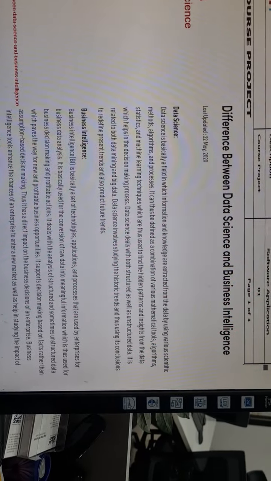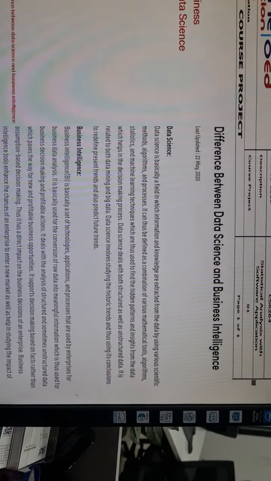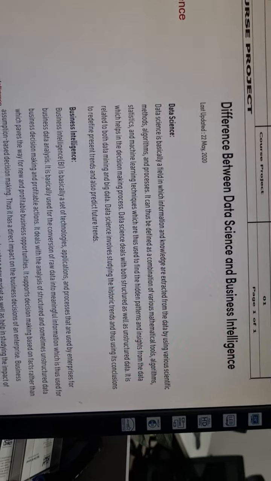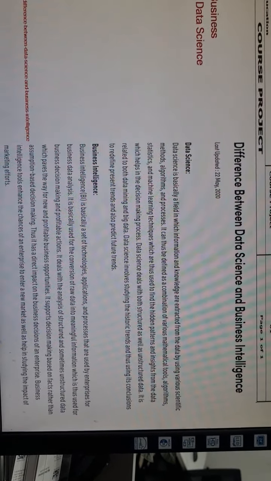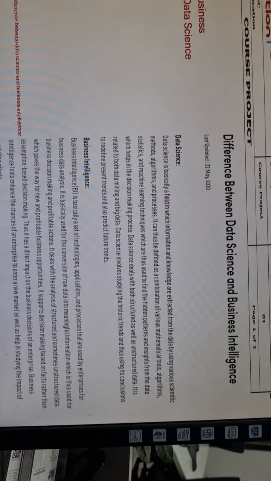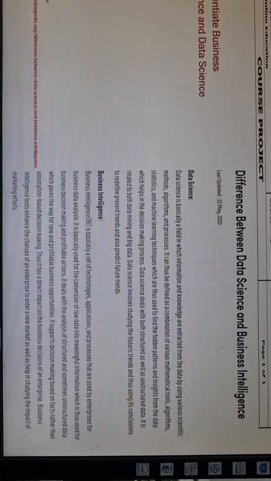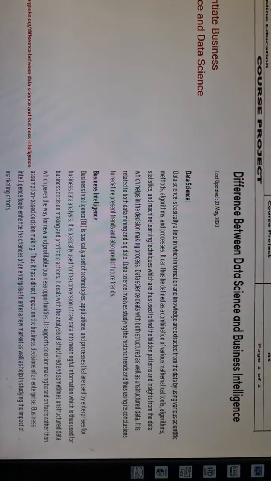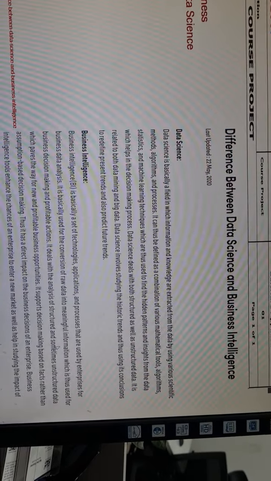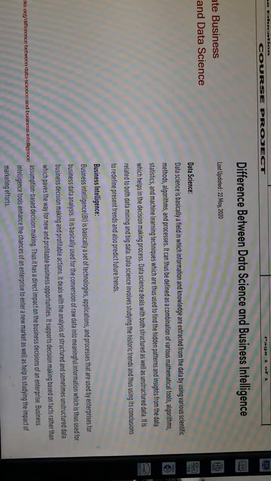Data science involves studying the historic trends and thus using its conclusions to redefine present trends and also predict future trends. While business intelligence, or BI, is basically a set of technologies, applications, and processes that are used by enterprises for business data analysis. It is specifically used for the conversion of raw data into meaningful information, which is then used for business decision making and profitable actions.